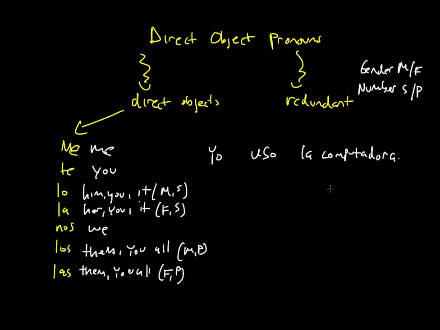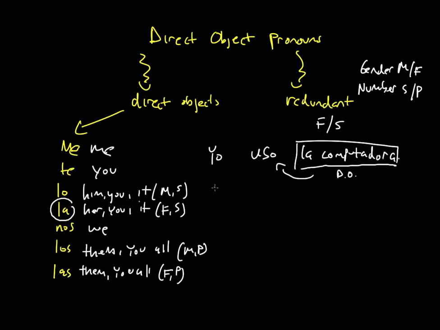Okay, so if we look at this sentence, yo uso la computadora, I know that the computer is the direct object because it receives the action of uso. So now I need to ask myself two questions. What's the gender? Well, I know the gender is feminine because of the word la, and I know that it is singular because it says la and not las. So when I rewrite this sentence, I have to substitute using the direct object pronoun la.